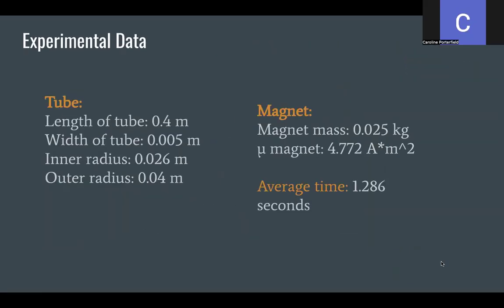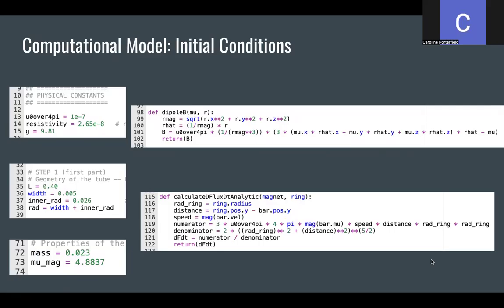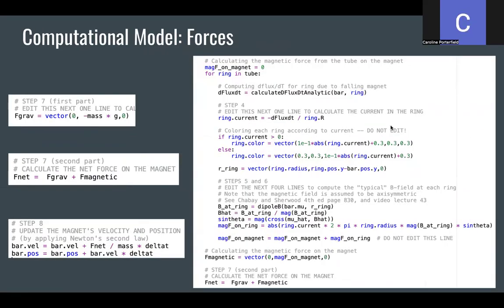Now the experimental data. As you can see, here are the dimensions of the tube and the magnet information. The average fall time is calculated to be about 1.286 seconds. Now the computational model initial conditions. The physical constants are shown here and the properties of the tube and the magnet. On the right is the code for the magnetic field of the bar magnet and the change in magnetic flux that occurs.